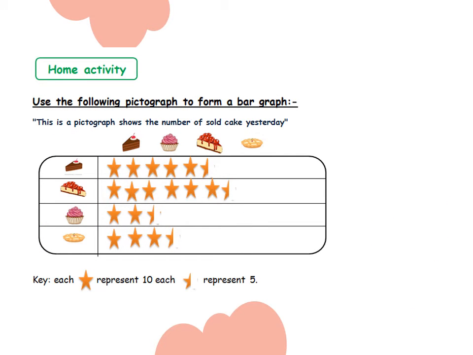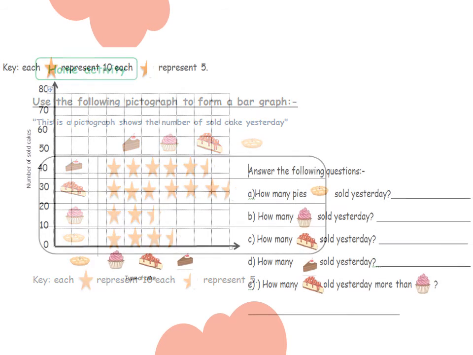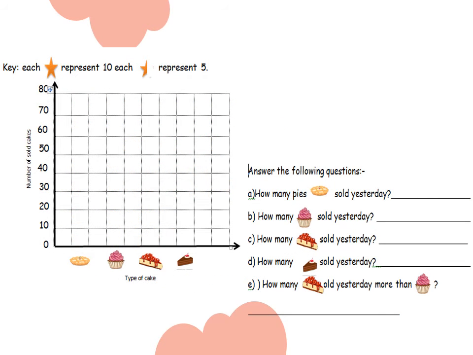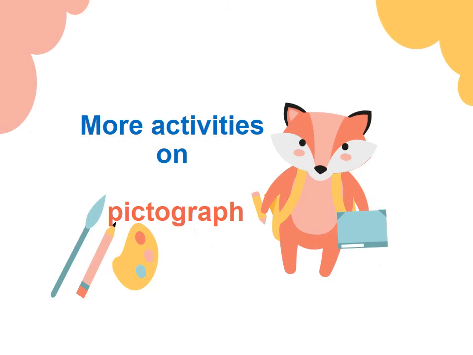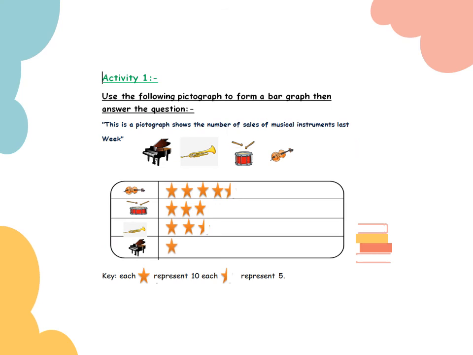Now here is your home activity. Here is a pictograph, don't forget: each star represents 10 and each half star represents 5. Make the previous pictograph here as a paragraph and answer the questions. Now let's answer more activities on pictograph.